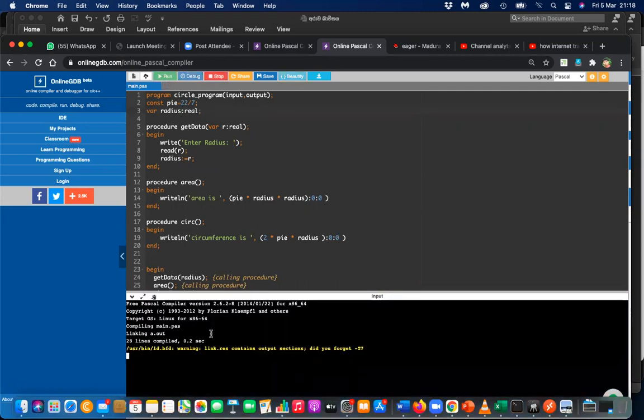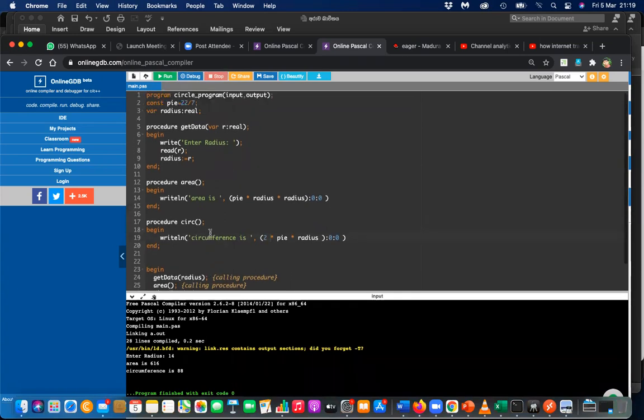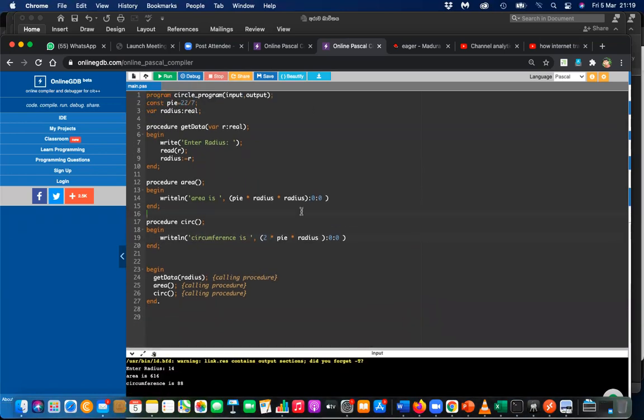Now you can see the first thing is, according to the first procedure, the get data procedure, it's asking the radius. I give the radius as 14. It will calculate the area and the circumference, so that is by calling the other two procedures. Procedures can be called to get something done, and functions can be called to get something done, but the result can be stored after running the function. That's the difference. So please write down the difference properly in your note.